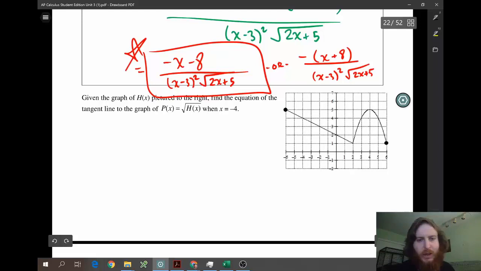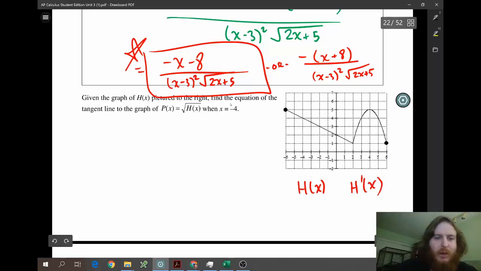Okay, so now let's look at it with a graph. If we're looking at it with a graph, we have p of x equals the square root of h of x. This is something we've practiced the last few days: whenever we're doing these questions, we don't look at the graph yet, don't look at the table yet. First, take the derivative, and the key is if we had h of x, the derivative of h of x is h prime of x.